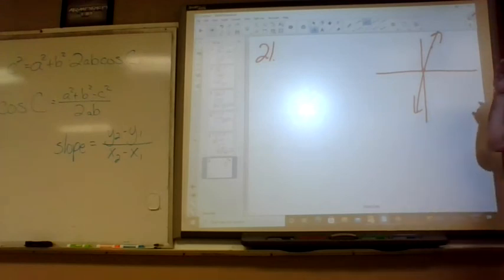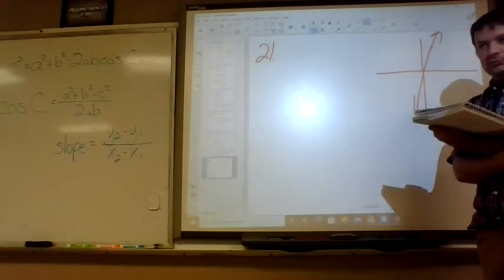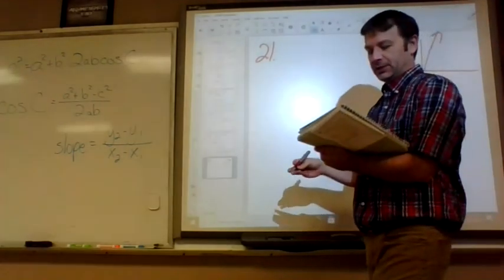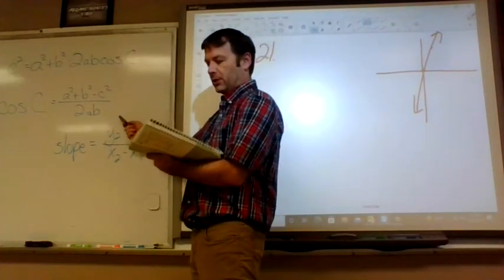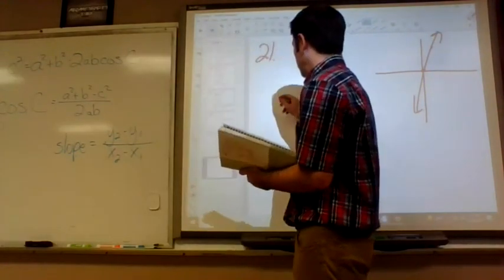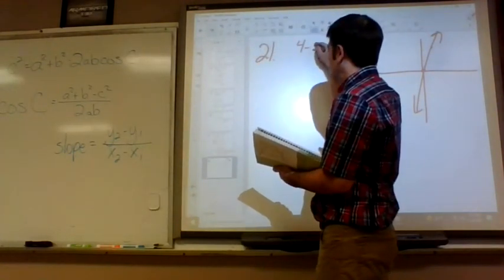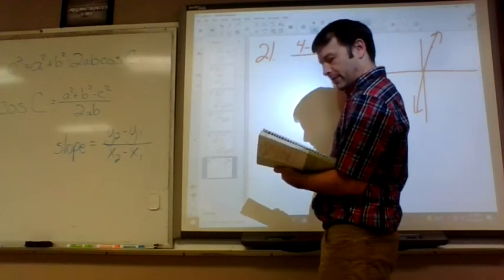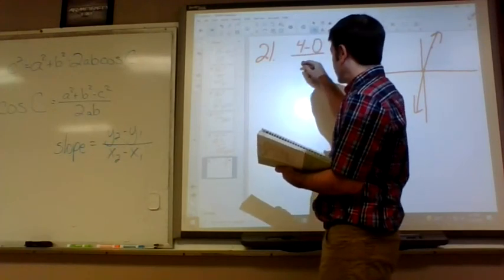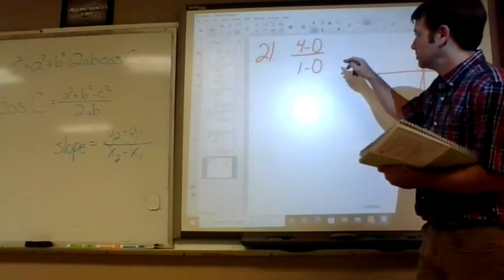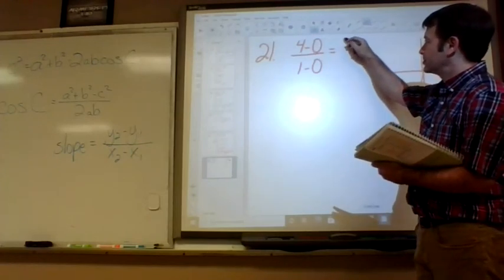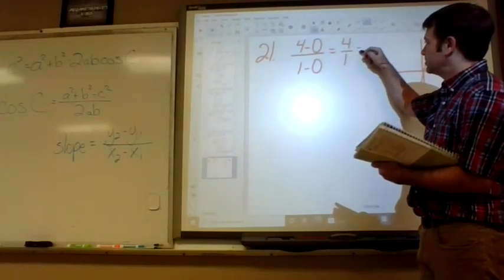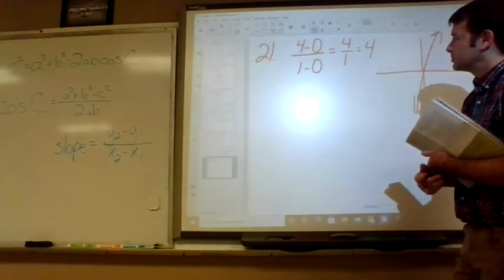But how do I find the slope again? You do the y2 minus y1. So 4 minus 0 over 1 minus 0, which equals 4 over 1, which is 4.